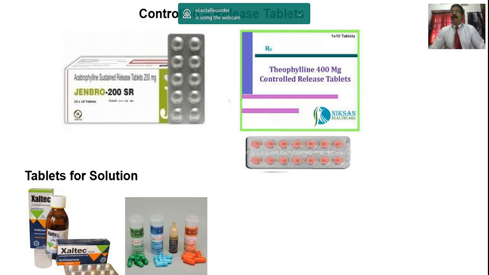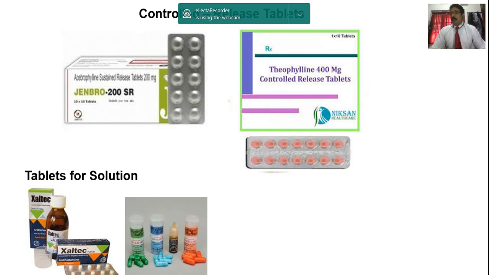They will be having bronchial dilation of the bronchus, so that they will have difficulty in breathing. Always, an asthmatic patient will have that. So theophylline 400 milligram controlled release tablet is available in the market. Also, acetophylline is a derivative of theophylline, and aminophylline, deriphyllin are also available in the market.